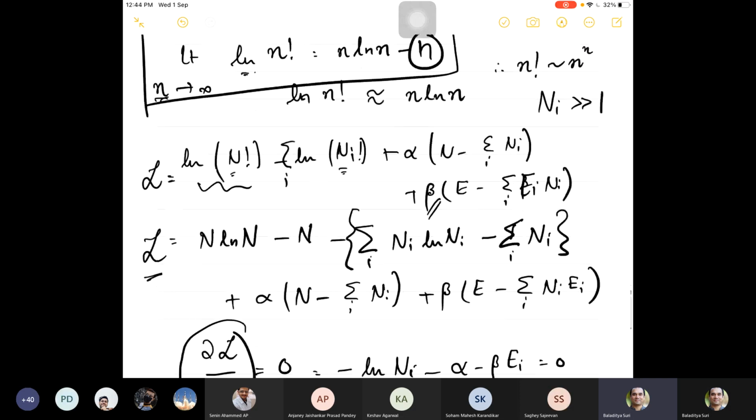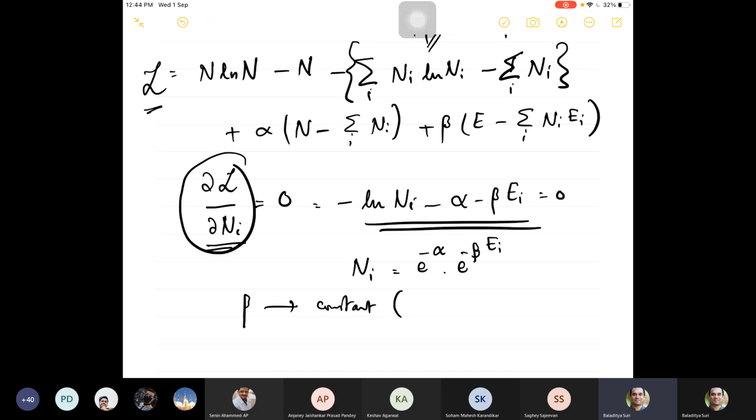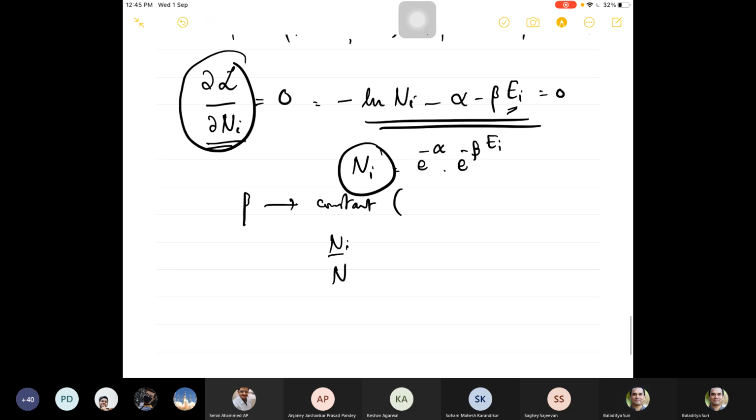There were two Lagrange multipliers. Whenever you have two constraints, you will have two Lagrange multipliers in the problem. And beta was one of the Lagrange multipliers that was a cofactor of this energy term. So what Boltzmann discovered was that this Ni by N is the probability that the system is in state AI.